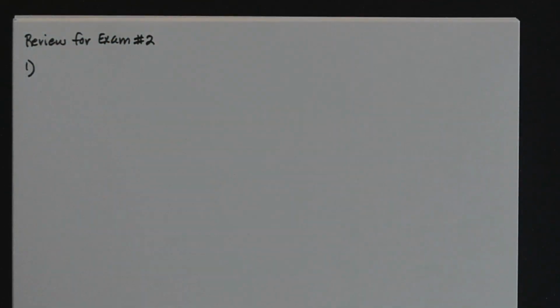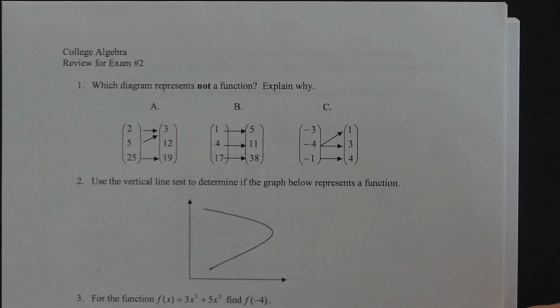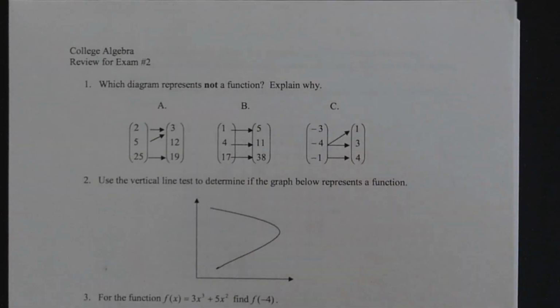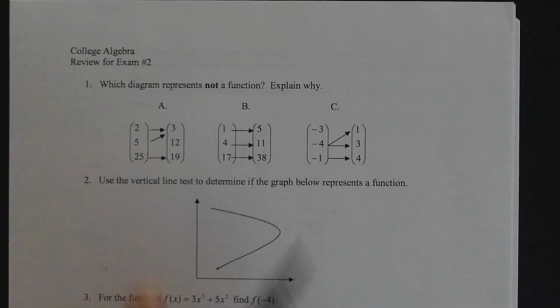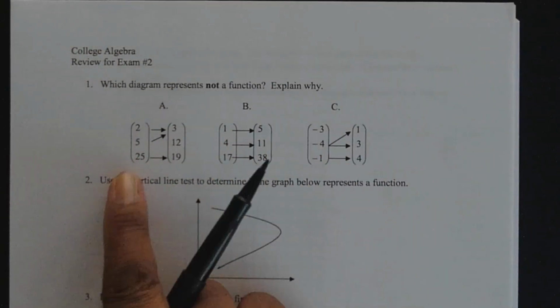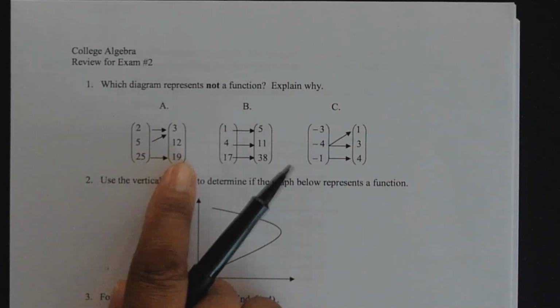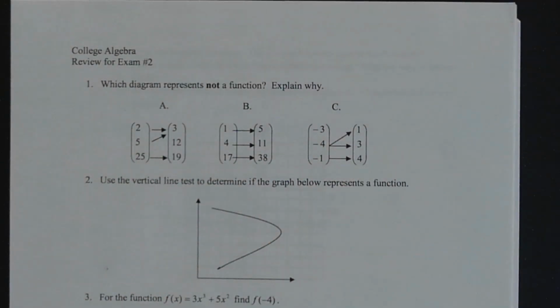And in problem number 1, you're given 3 different mappings or 3 different diagrams, and you want to determine which diagram represents not a function and explain why. Now, for a relation to be a function, and by the way, the numbers on the left side are your x, and the numbers on the right side are the y for each one of these, x, y, and then x, y. All right, for it to be a function, you cannot have an x value going to 2 different y values.